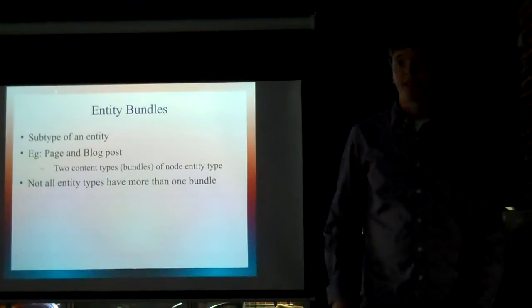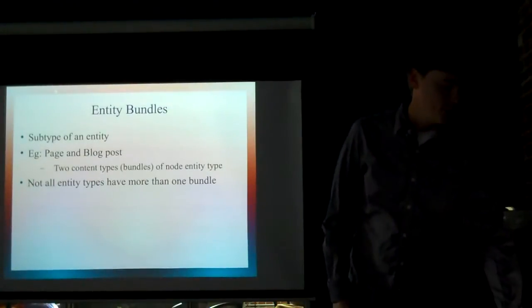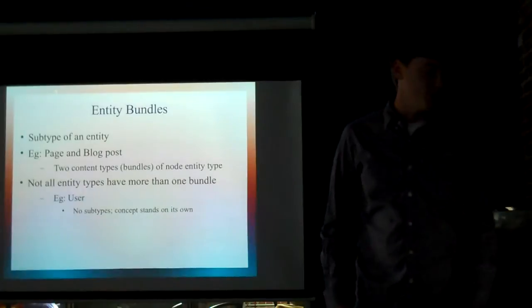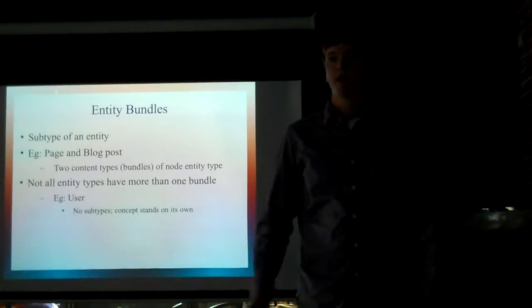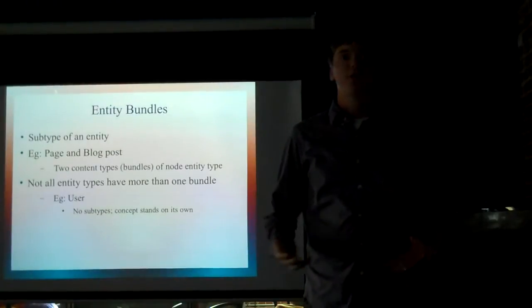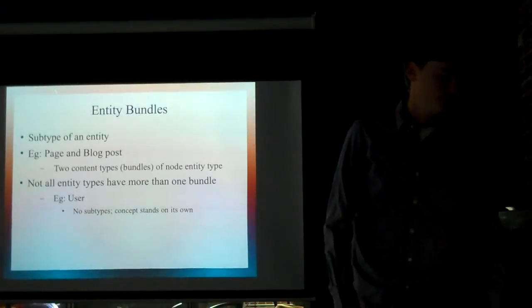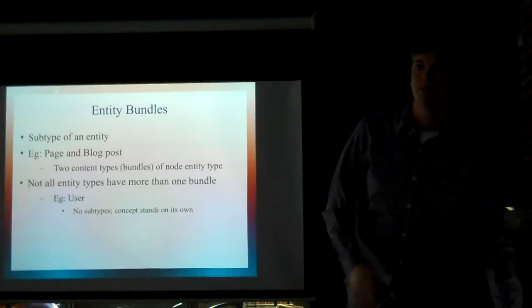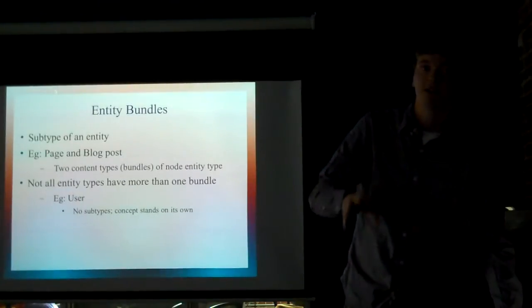But not all entity types have multiple bundles. It's a feature, but it's not always there. So for example, users don't have any subtypes. A user is a user is a user. The concept stands on its own. And so you really don't need different types of users that have different kinds of data associated with them.